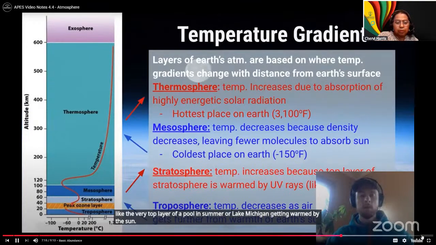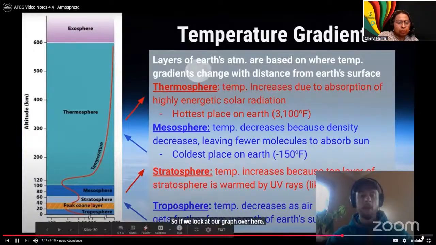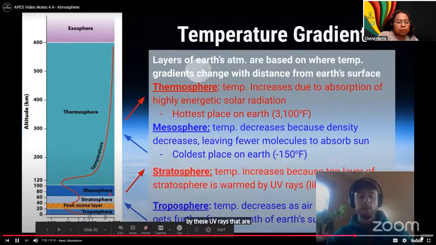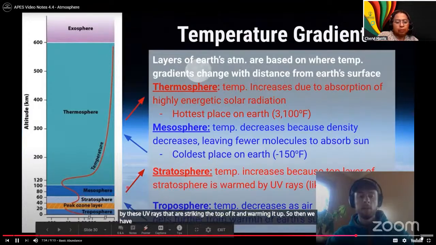If we look at our graph over here, we can see that after this peak ozone layer, which blocks a lot of those high energy UV rays, the stratosphere is going to start to warm back up quite a bit as we get towards this top layer, which is being warmed, just like a pool in the summer gets warmed by the sun's rays, by these UV rays that are striking the top of it and warming it up. So then we have a red arrow going back up to remind us that in the stratosphere, we're getting warmer as we move up.